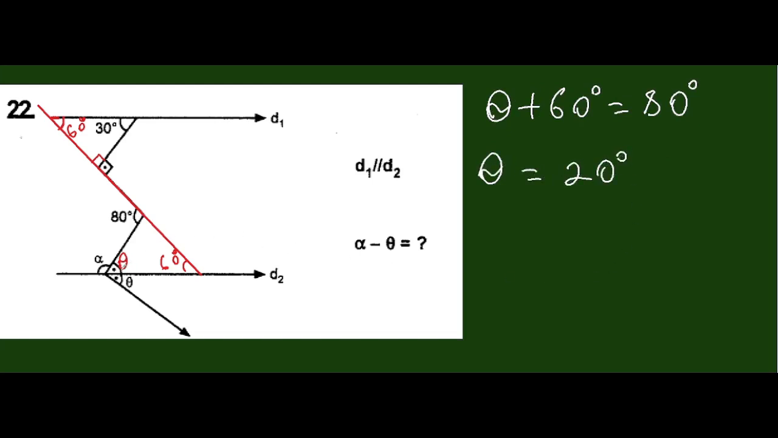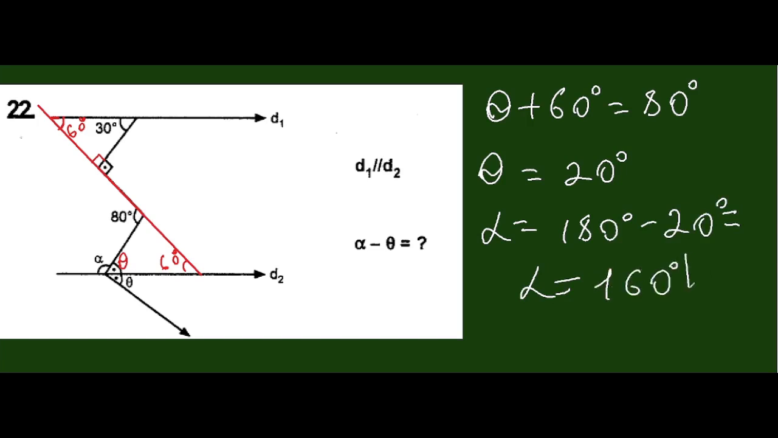So we found theta, and alpha will equal to 180 minus theta. So theta is 20 degrees. So here alpha will be equal to 160 degrees. This is our answer. So let's move on. The third problem is this.